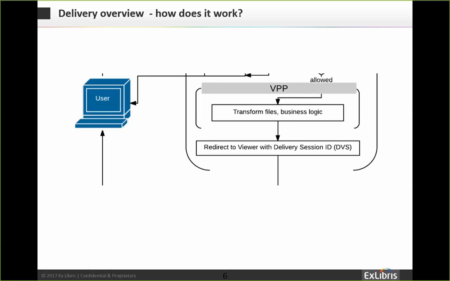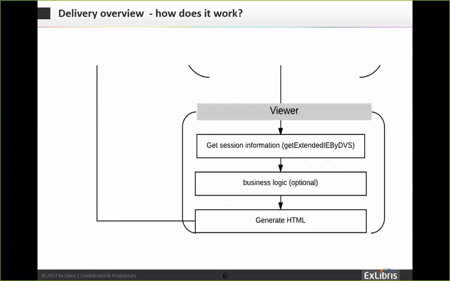And then the next stage after the VPP, we redirect to the viewer URL that was configured on the viewer using the DVS, the delivery session ID. It's a unique ID that we use as part of the delivery, and you'll see you need to have it on every stage of delivery in the URL. You can see it if you look and do some sniffing on it. The third part of the chart is the viewer itself.